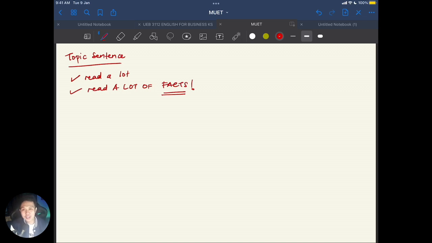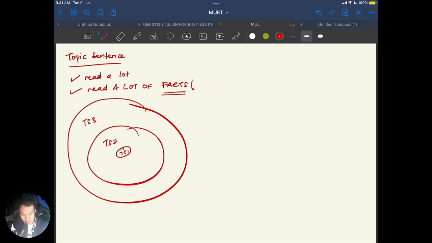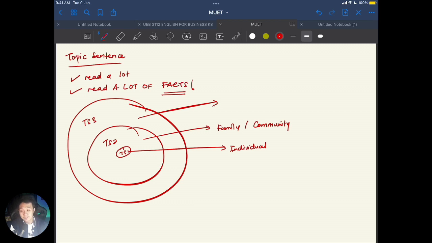So a good tip for you is to follow these 3 circles of life. The first circle is your TS1. Second circle is your TS2. Another circle is your TS3. So what does each circle actually represent? First is maybe the individual. Next, what is closer to the individual is maybe family or community. Another circle is what? Country or world. So this is how I develop my ideas usually.